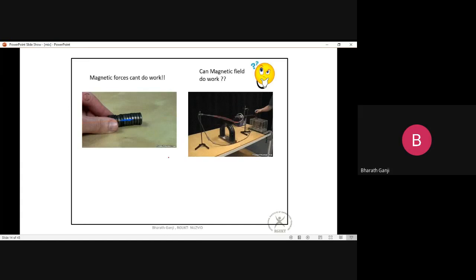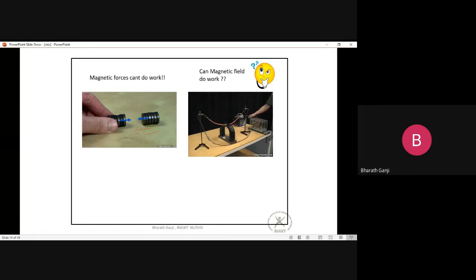In this scenario, I have placed two magnets. One magnet is attracting the other magnet, and you can see that the magnetic force is in this direction. The magnet also moves in the same direction. So the direction in which the magnet is moving and the direction of the magnetic force are both the same. That means the magnet is doing work. There is some work done by the magnets.